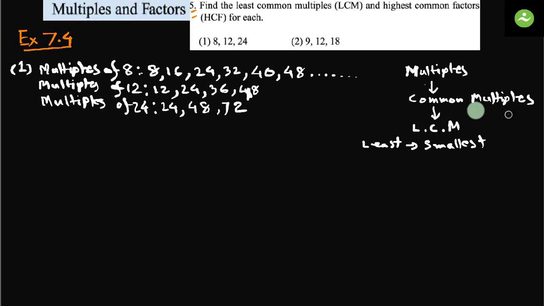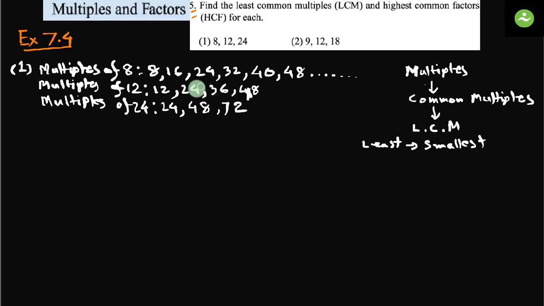Which are common multiples? Let's find the common multiples. By common multiples we mean the ones which are on each list. For example, 8 is not on other two. We can't find 8 here, so 8 is not a common multiple. 16, we can't find 16 here, 16 is not a common multiple.